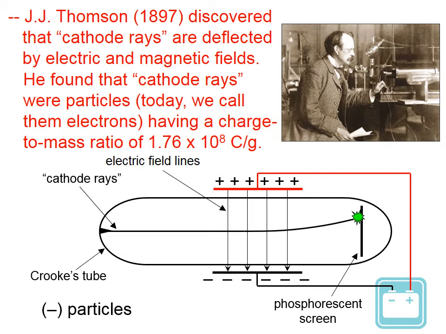And he was clever enough to figure out the charge to mass ratio of those particles. Although he didn't find the charge and he didn't find the mass, he did find the ratio. We call cathode rays today electrons.